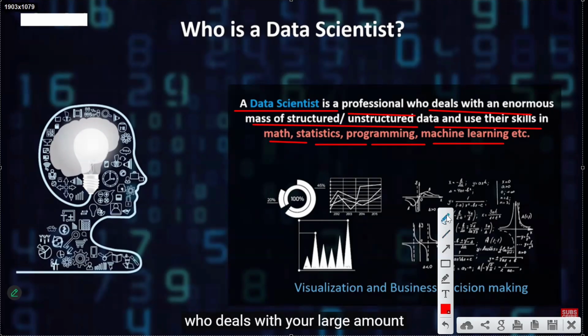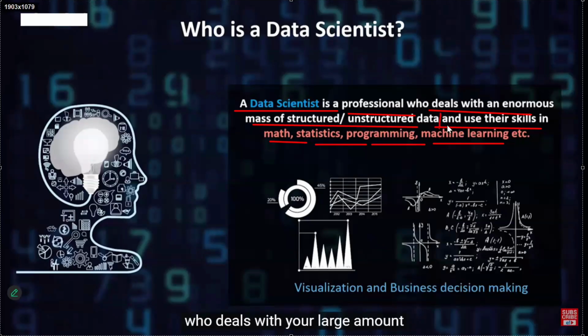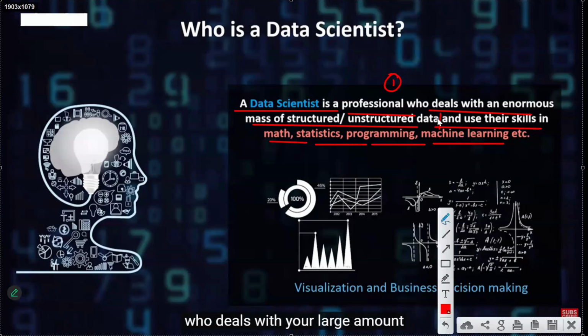Okay, so what shall we do is, let us make this definition into two parts. So part one is, a data scientist is a professional who deals with enormous mass of structured and unstructured data. So up till here, part one. And uses their skills in math, statistics, programming, machine learning. So let us make up till here as part 2 of the definition. Okay. So let us speak about the part 1 of the definition. A data scientist is a professional who deals with enormous mass of structured data and unstructured data.